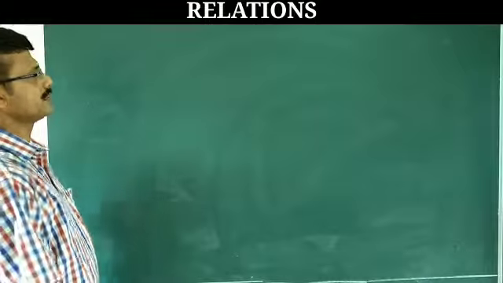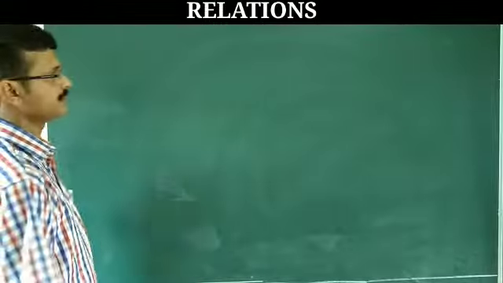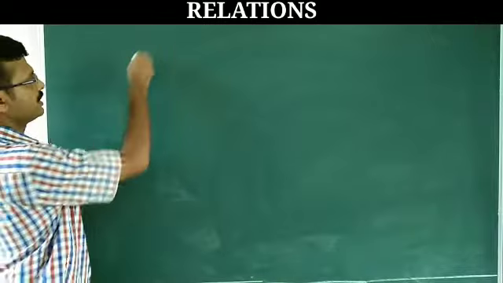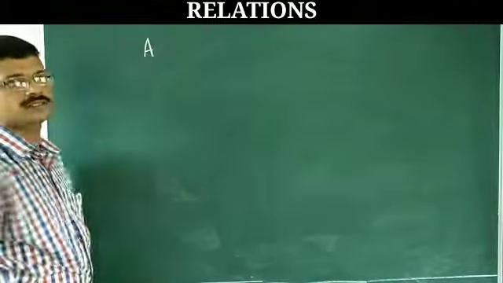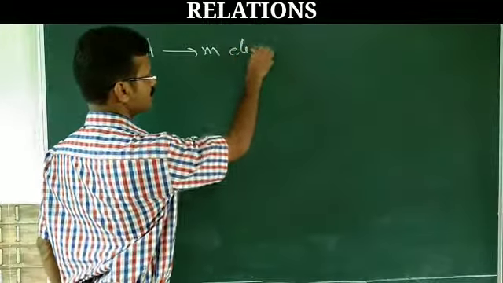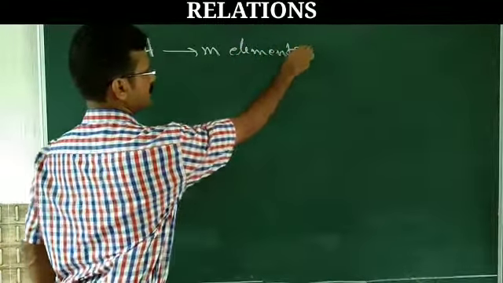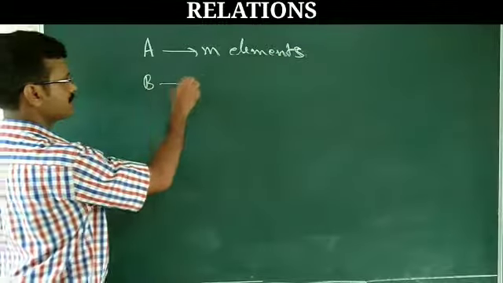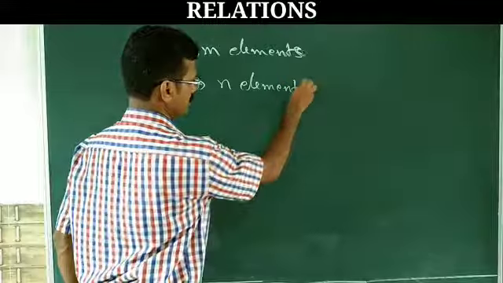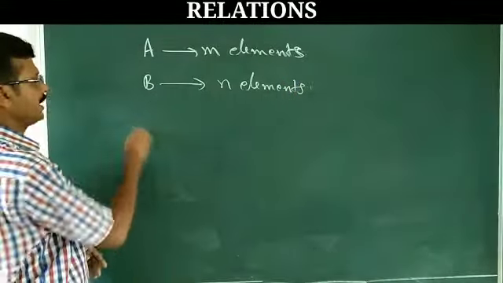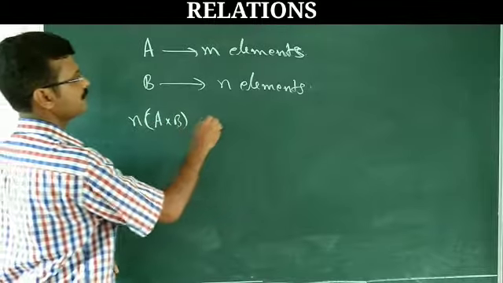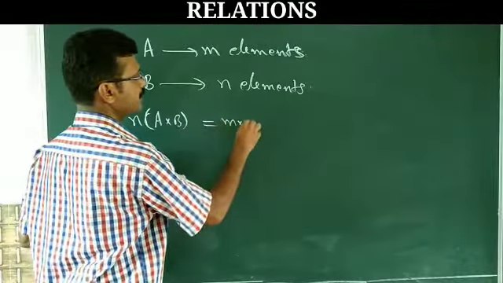So what is a relation? It is a subset of the cross product between two sets. Let A be a set having m elements, and B another set having n elements. Then we know that n of A cross B will have m into n elements.